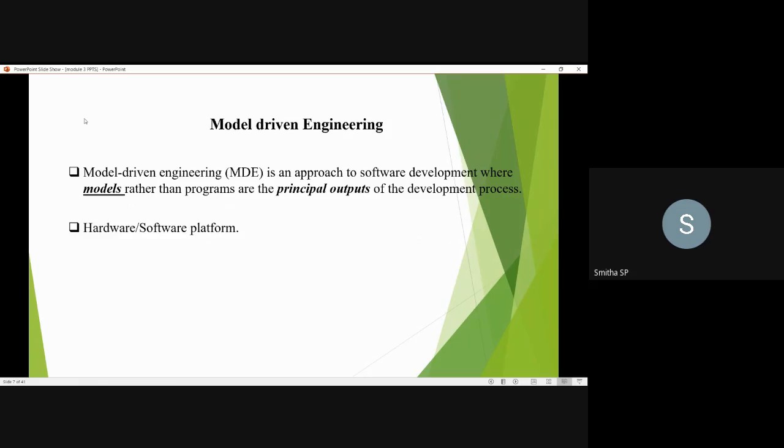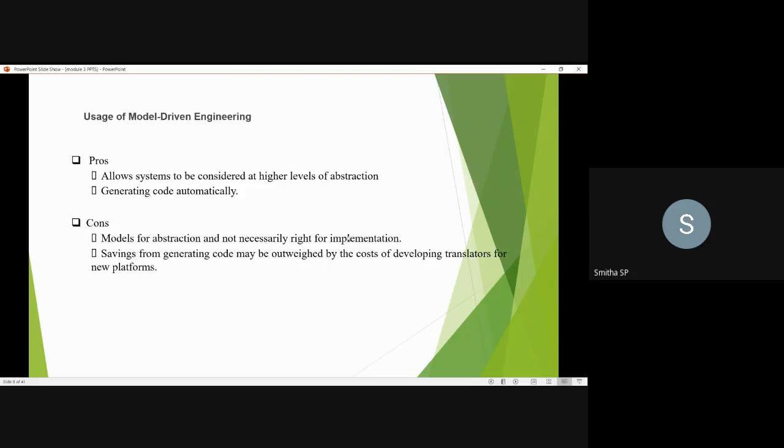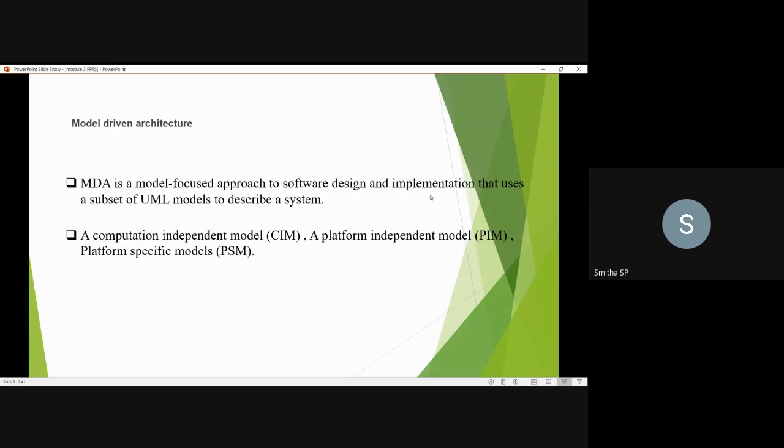So far, we got an idea about what model-driven engineering is, what the pros and cons of model-driven engineering are, what model-driven architecture is and the types of models in model-driven architecture. Thank you.